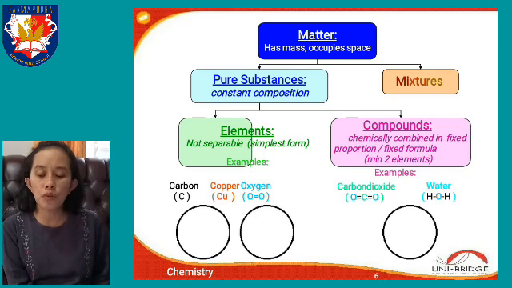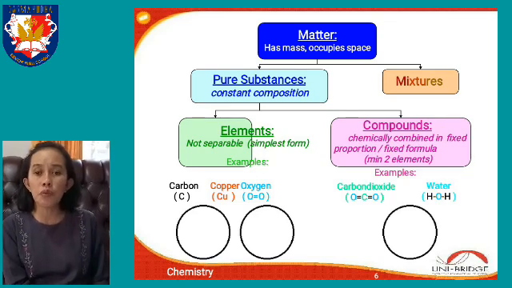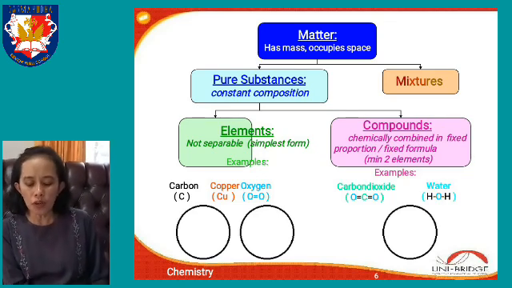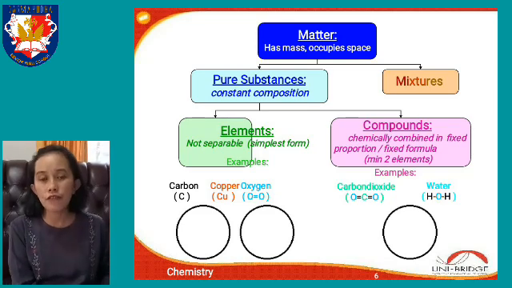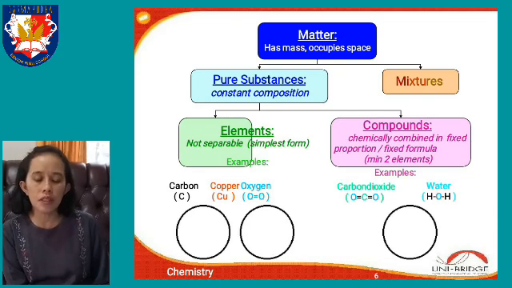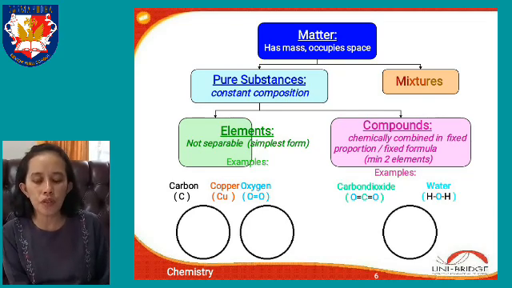The classification of matter can be seen in this slide. Matter is classified into two types. The first one is pure substances. The second one is mixtures. Pure substances means that the substance is homogeneous and has a fixed composition. There are two types of pure substances.